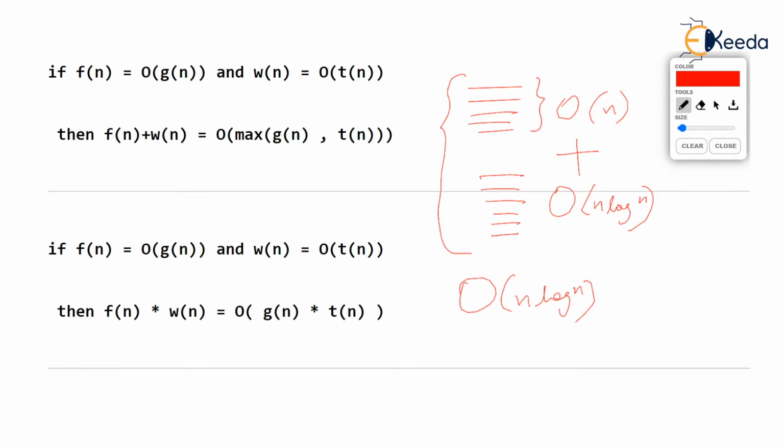Then the highest degree over here is not n, this is n raised to 1 hardly, but this is n raised to 1 multiplied by log n. So your asymptotic notation for this entire code will be O of n log n, the maximum of the two. Remember, maximum of the two functions.